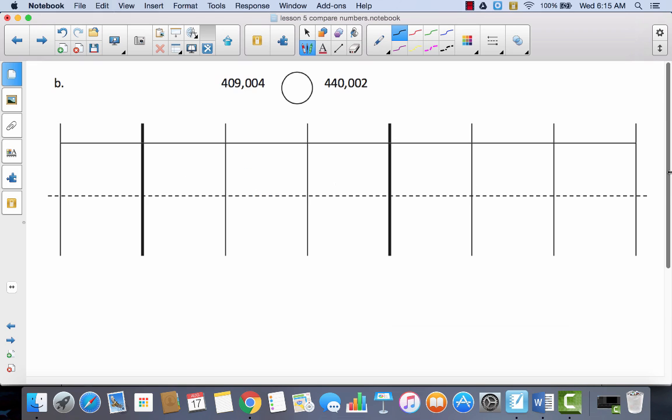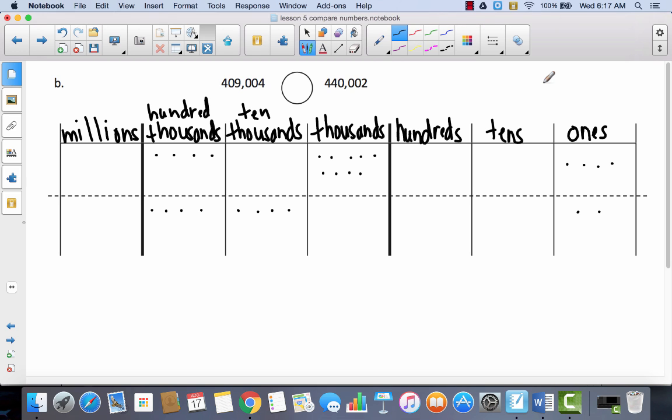All right, so let's take a look at B. I'd like for you to try to do as much of B as you can. We're going to do it exactly like A. We're going to label the place value chart. We're going to put place value discs for both numbers, and then we're going to compare. So pause the video and do as much as you can. If you get stuck, you can always press play and I'll help you. Okay, so first of all, let's make sure that we labeled our place value chart correctly.